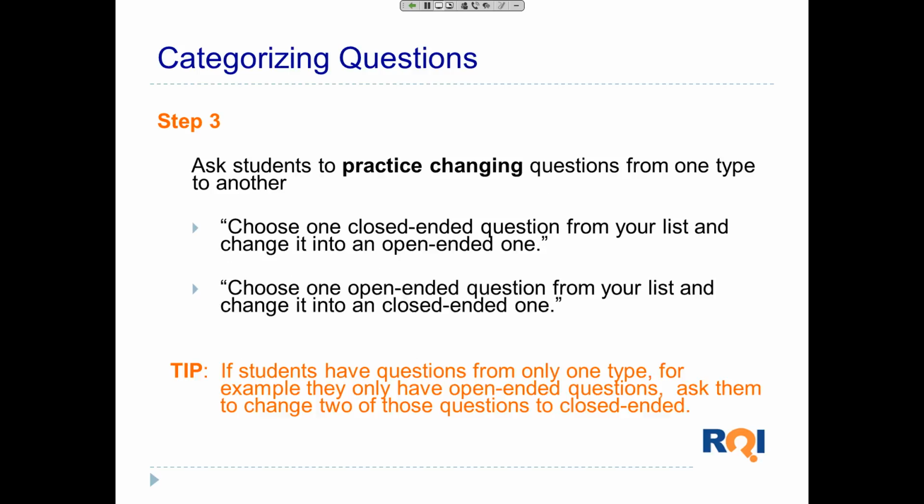Then you're going to ask them to change questions from one type to another. A good rule, at least initially, is to ask them to take one closed-ended question and change it to an open-ended question, and take one open-ended question and change it to a closed-ended question. There's a tip on the slide, but another tip I would give you is, when using the whiteboards, I ask them to switch to a third color of marker when they do this. So it's obvious what their original question was, and what they changed to make it open, and what they changed to make it closed.